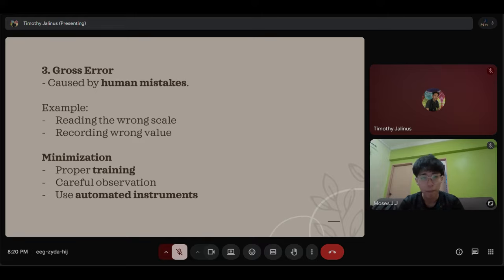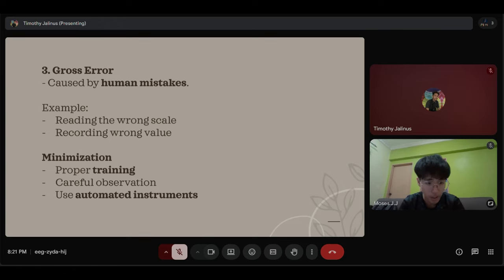So, to minimize measurement errors, several steps can be taken. First, instruments should be properly calibrated to reduce systematic errors. Second, multiple measurements should be taken and averaged to reduce random errors.